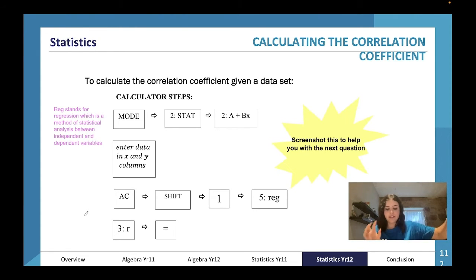Put your calculator back to the base of stats mode. Once you've got all your answers, you just hit on and then go back to mode 2, 2, and you go back to your little table.